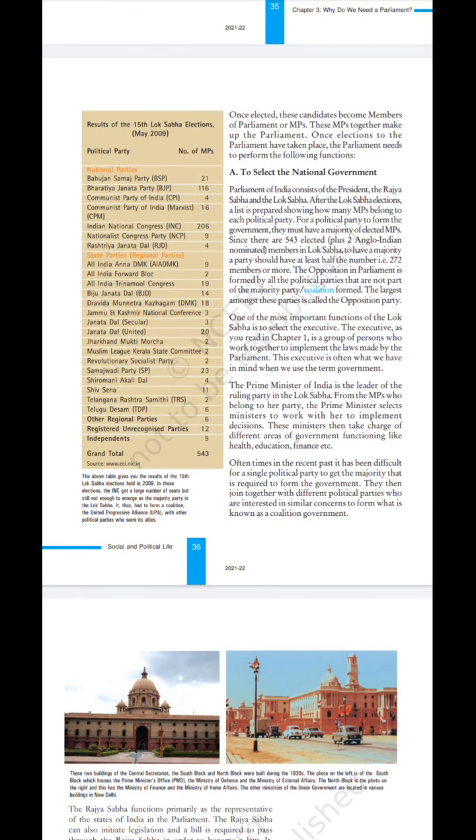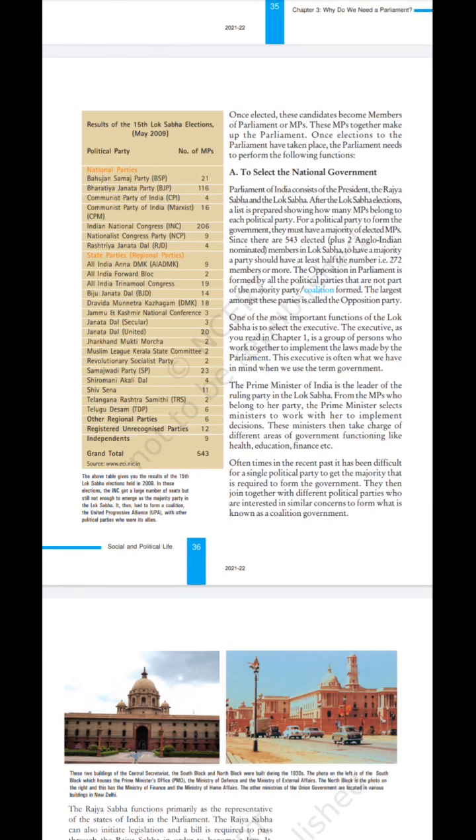Since there are 543 elected plus 2 Anglo-Indian nominated members in Lok Sabha, to have a majority, a party should have at least half the number, that is 272 members or more. The opposition in parliament is formed by all the political parties that oppose the majority party coalition format. The largest amongst these parties is called the opposition party.